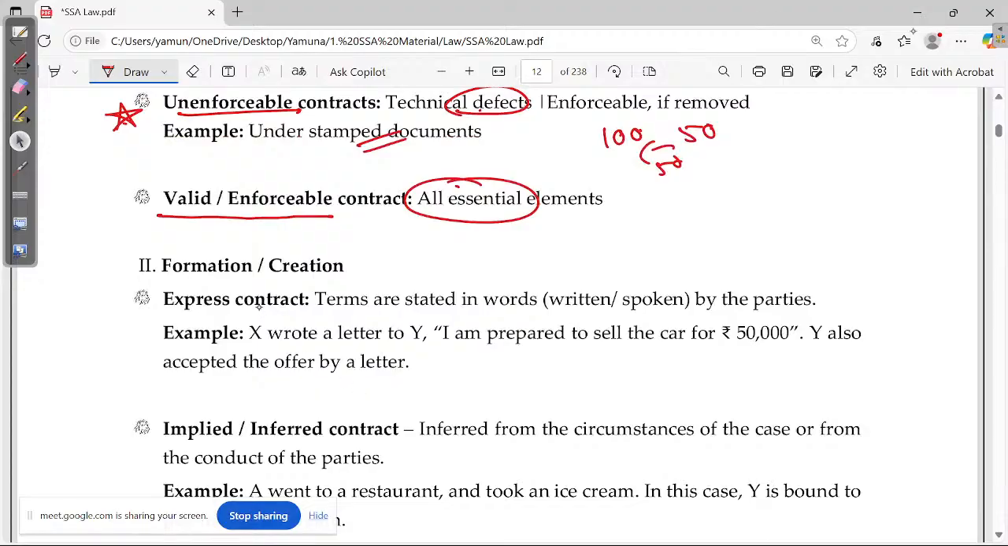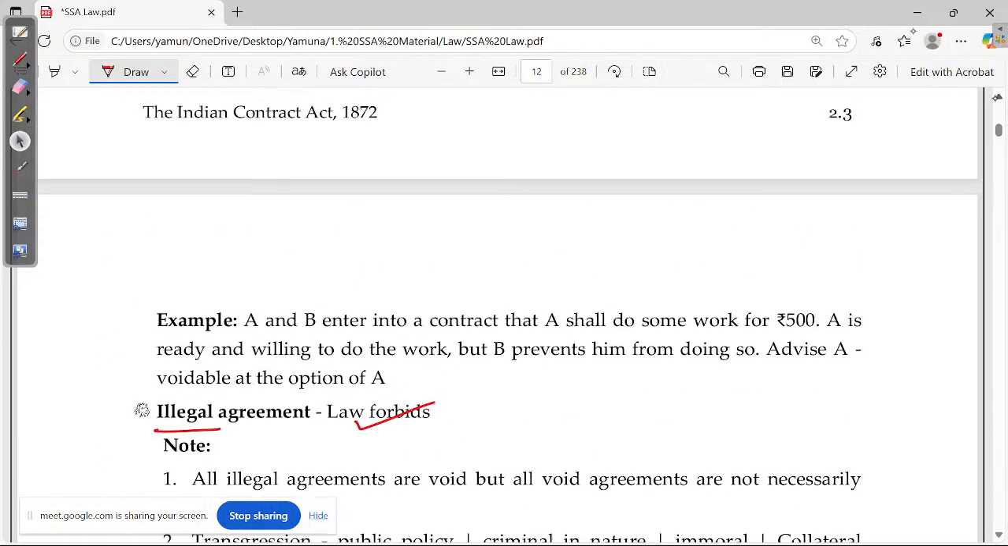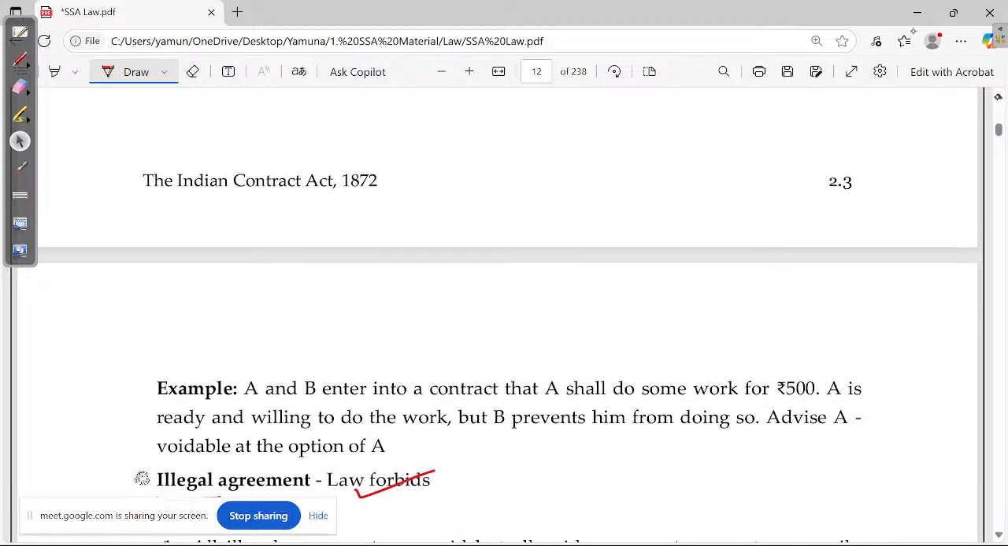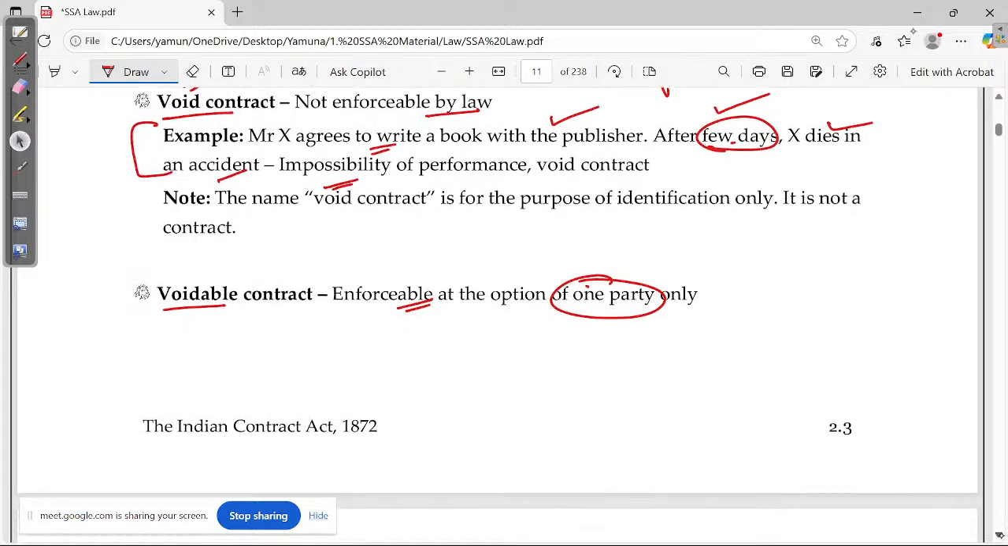Second heading. Now, we just want to discuss the example over here. Mr. X agrees to write a book for the publisher. After a few days, X dies in an accident. There is no possibility of performance, right? When this happens after a few days, it means the contract was entered into. It happens to be a valid contract. It is after that that it becomes void. It's not void ab initio. Okay, this will do.